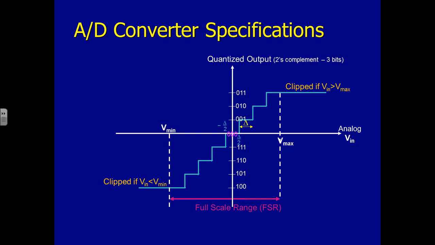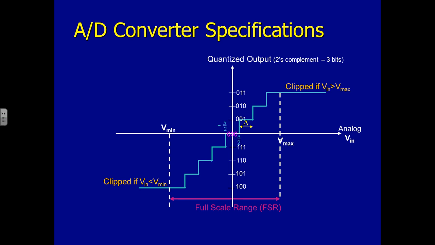Same thing if you put in a signal that's too small in voltage or too far negative: there's a boundary below which all signals that are less than that will have the same output. And so there's, again, clipping in that direction as well.